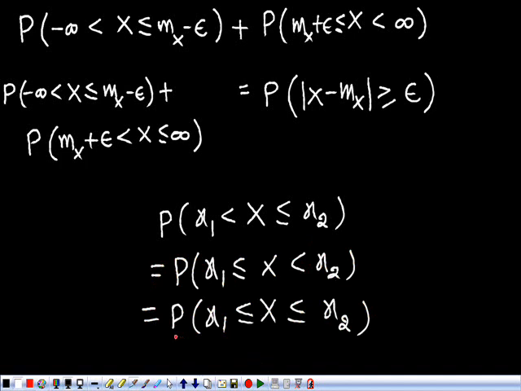No, x is continuous. X is continuous. Probability of x1 less than x less than or equivalent to x2 is equivalent to this, that is equivalent to this. Therefore, can I write this as, I kept this as it is. Here I have written mx plus epsilon less than x less than or equivalent to infinity. Otherwise, with this equality, you do one thing, you just keep this as it is.